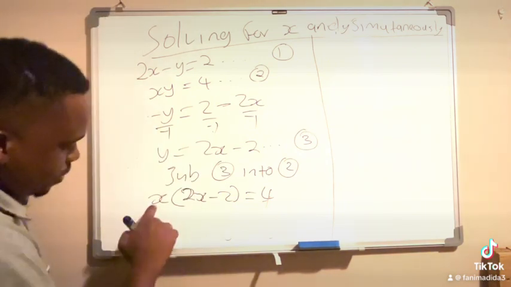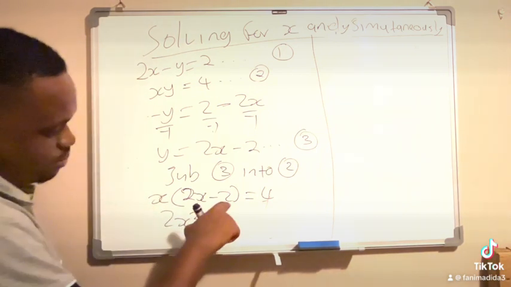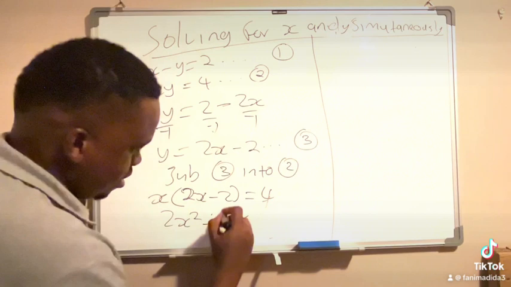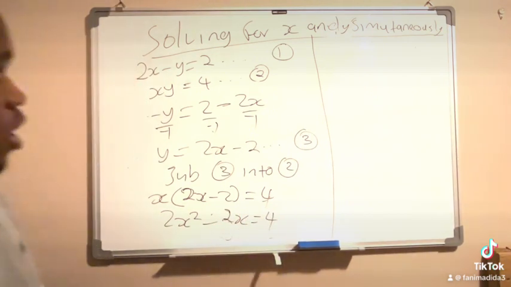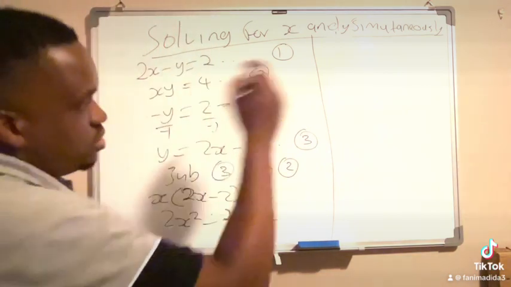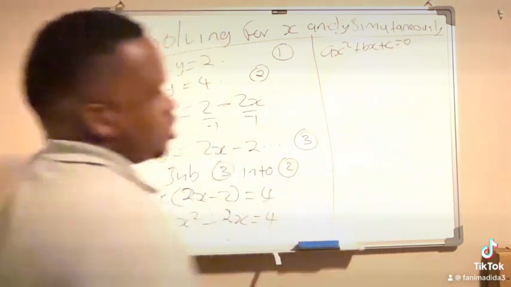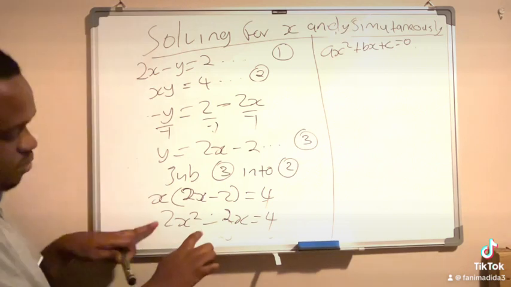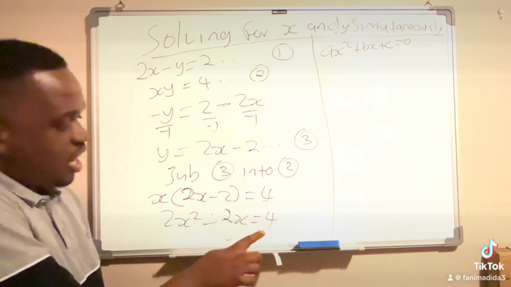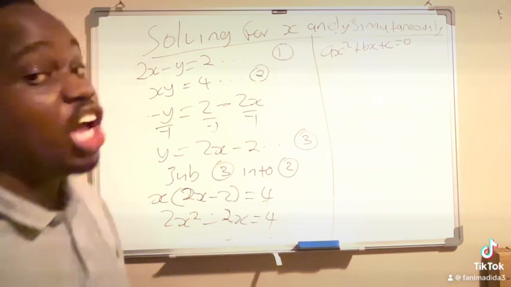If you do that, you're going to have x multiplied by 2x, which gives 2x squared. Then x multiplied by negative 2 gives negative 2x. You're going to have 2x squared minus 2x is equals to 4. The goal is to write this equation in quadratic form, by which I mean ax squared plus bx plus c is equals to 0. To get this equation from here to that point, you need to take the 4 to the other side of the equal sign. The 4 is positive. When it goes to the other side of the equal sign, it becomes negative.